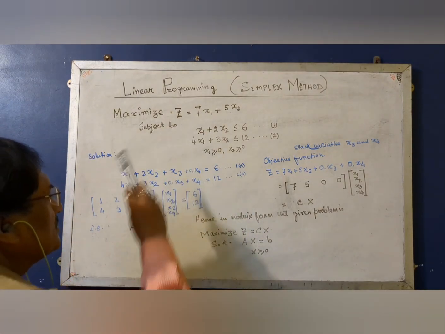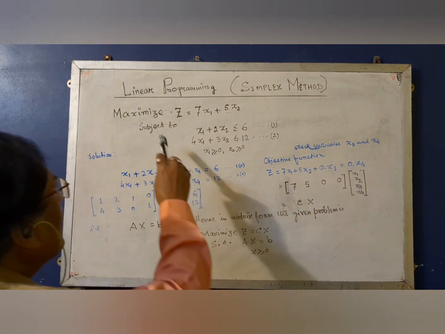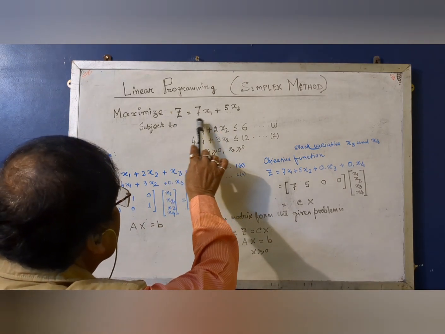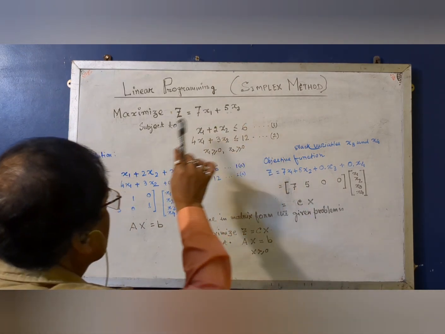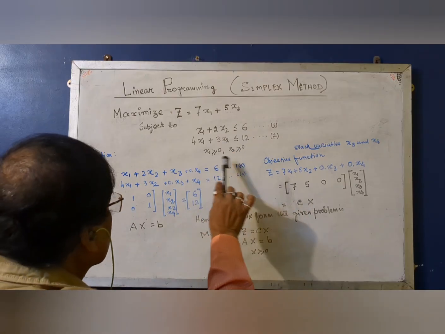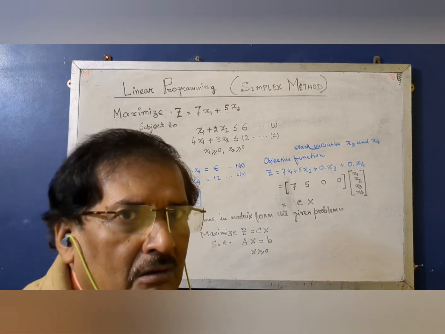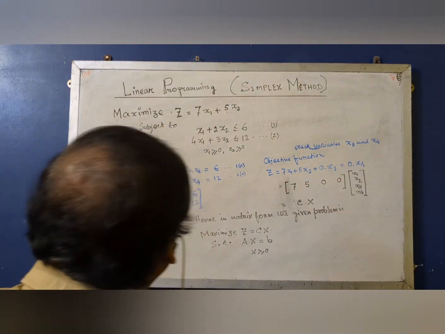This is the problem which I have to solve today. The problem is: maximize z. This is the function: maximize z equals 7x1 plus 5x2, subject to these constraints. How do you solve it? Now I am going to solve it.